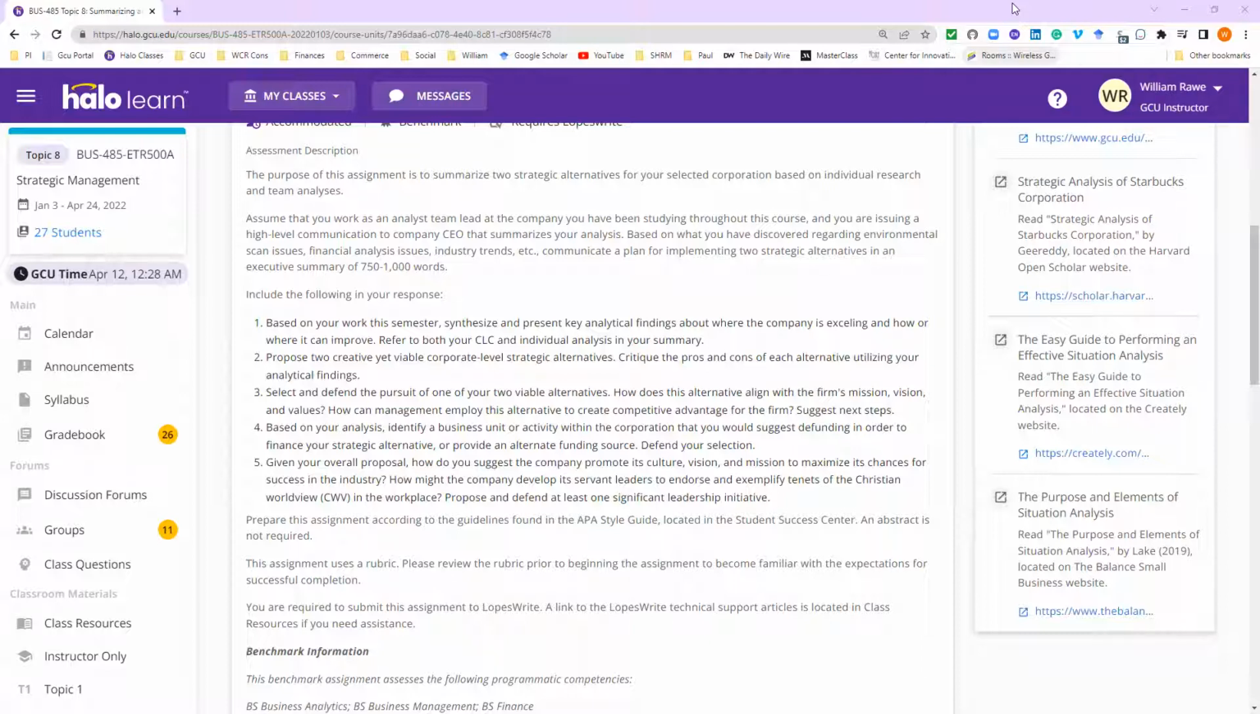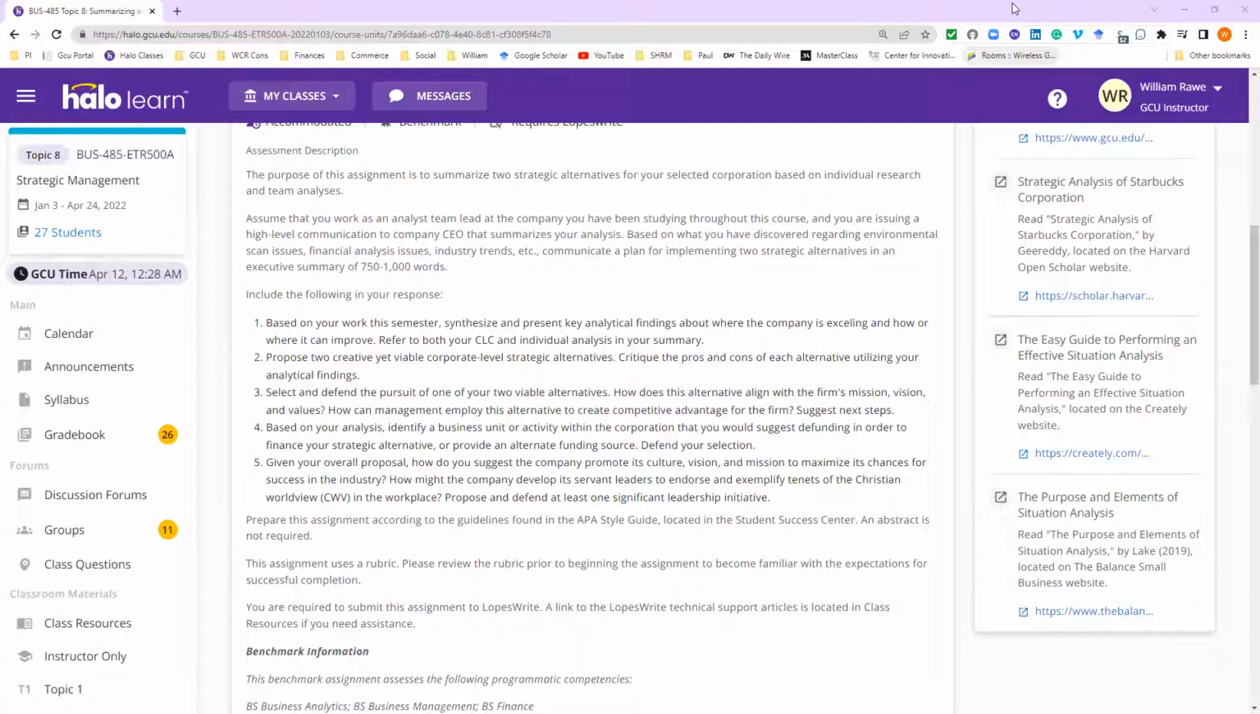So think about the vision, the culture, the mission. How do you maximize those things to promote the maximum opportunity for success in the industry in which the company operates? Then how might the company develop its servant leaders to endorse and exemplify tenets of the Christian worldview in the workplace? Propose and defend at least one significant leadership alternative.